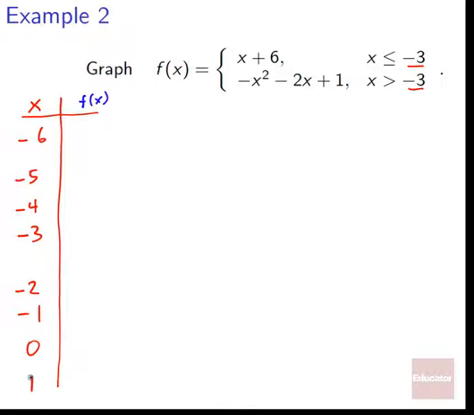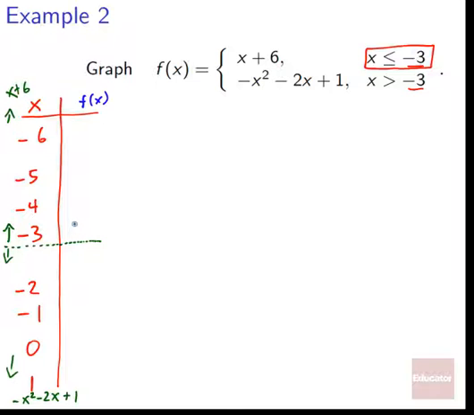Great, so which rule will we wind up using? Well, when x is less than or equal to negative 3, we will wind up using the things that are above negative 3 or equal to negative 3. So this rule up here gets the x plus 6 portion, and down here, when we're below the line, we get negative x squared minus 2x plus 1, because then x is greater than negative 3, right? Negative 2 is greater than negative 3, 0 is greater than negative 3, etc. All right, so let's try doing some of these.